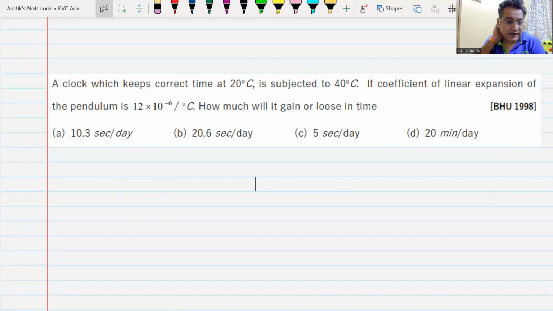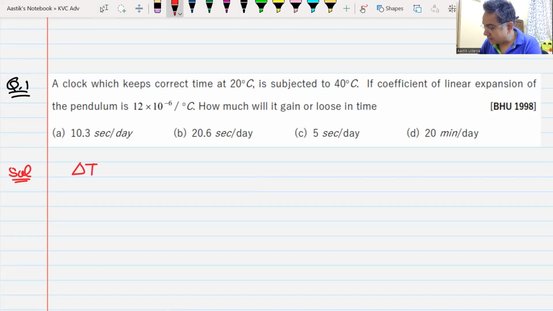A clock keeps correct time at 20 degrees Celsius. Now the temperature is changed to 40 degrees Celsius. If the coefficient of linear expansion of the pendulum is given, how much will it lose or gain? Now, how are you supposed to solve this question? I will solve it for you. How are we supposed to do this?